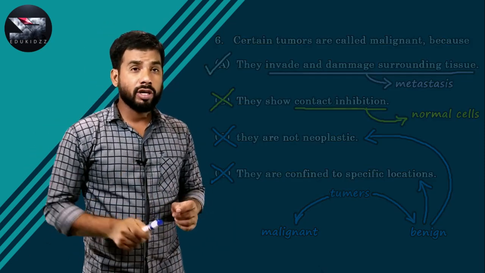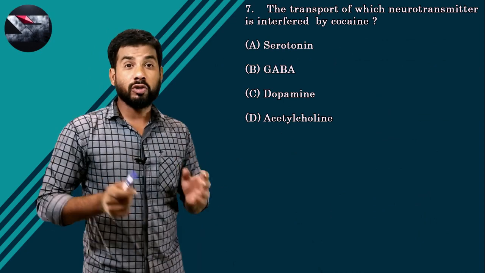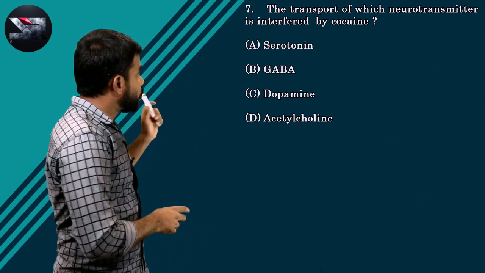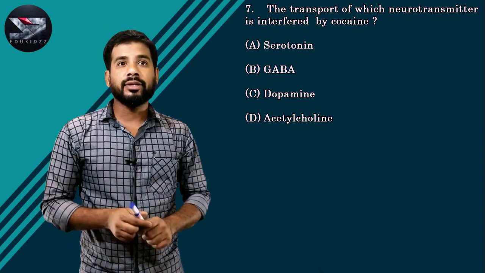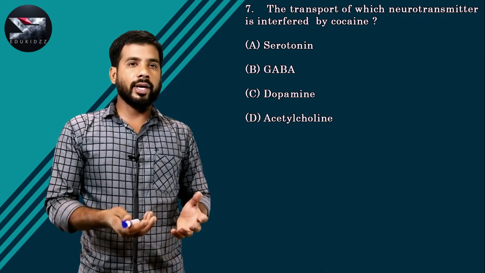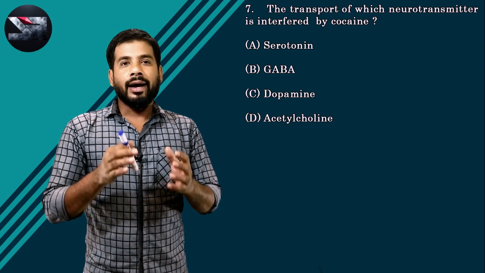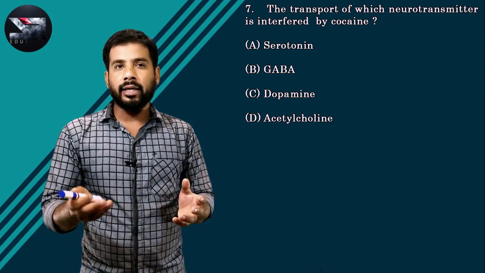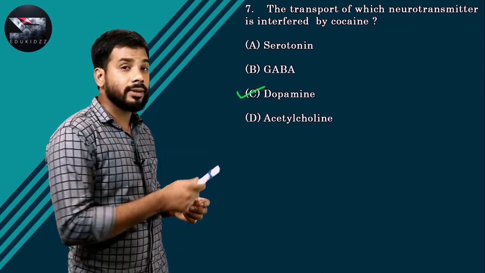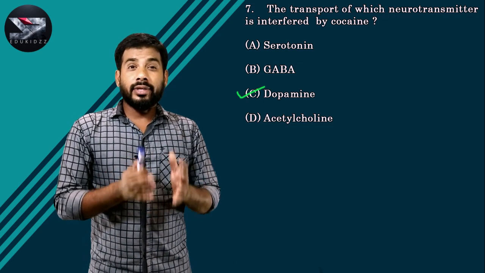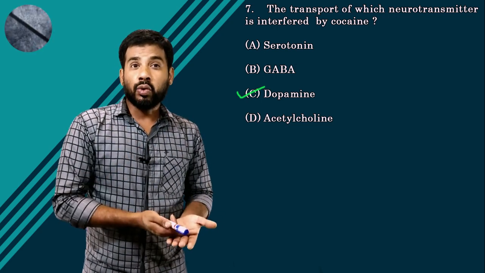Now let us take question number 7. The question is, the transport of which neurotransmitter is interfered with by cocaine? This is a direct question, a knowledge based question, and the answer for this question is dopamine. So dopamine is the right answer. Here dopamine acts as a neurotransmitter.